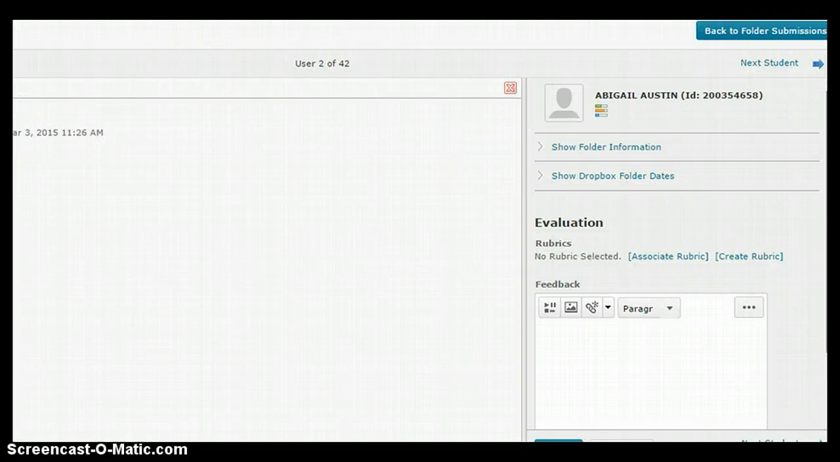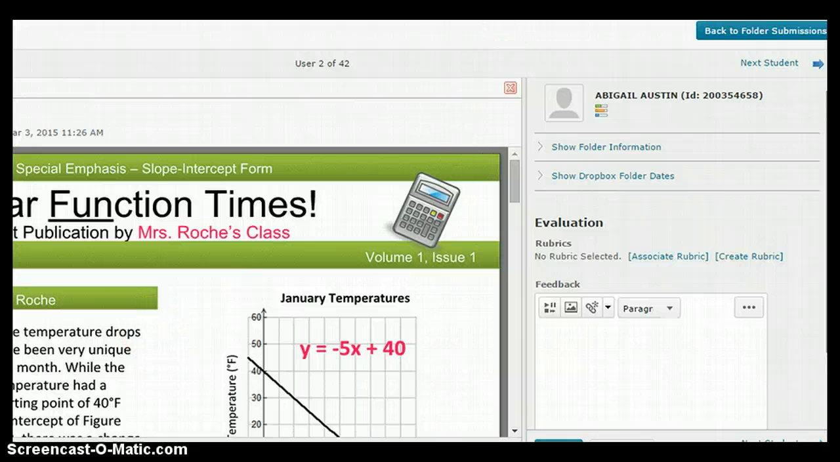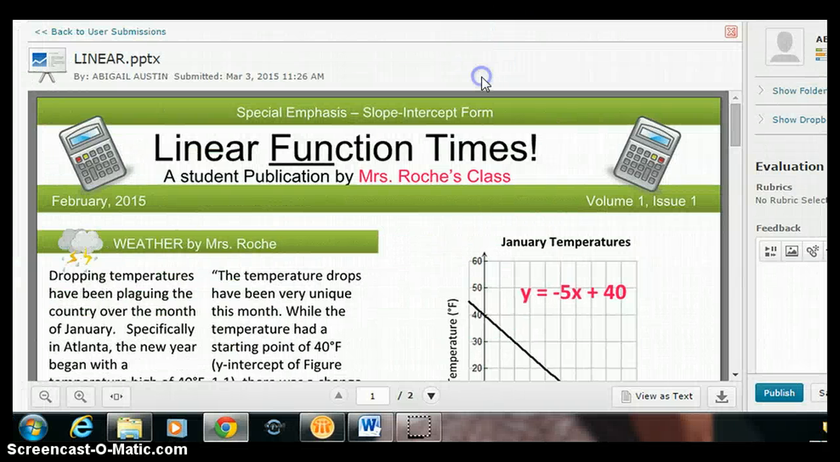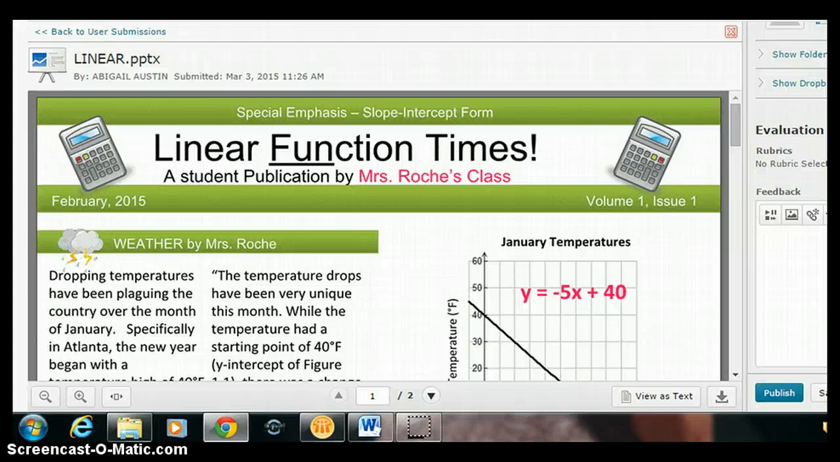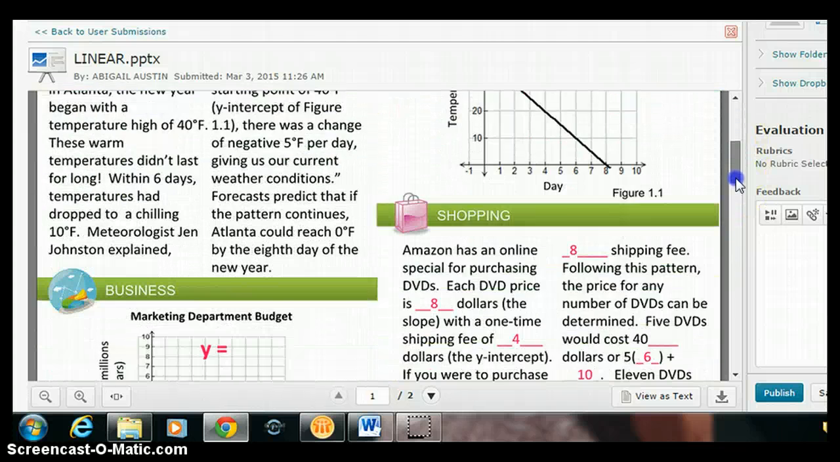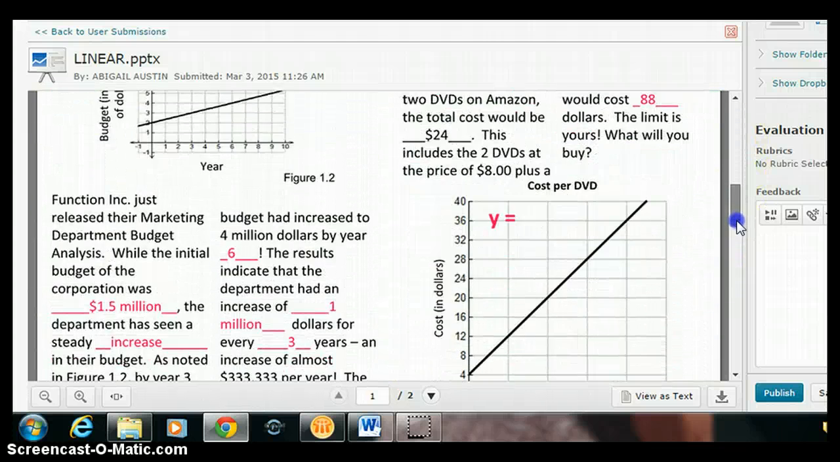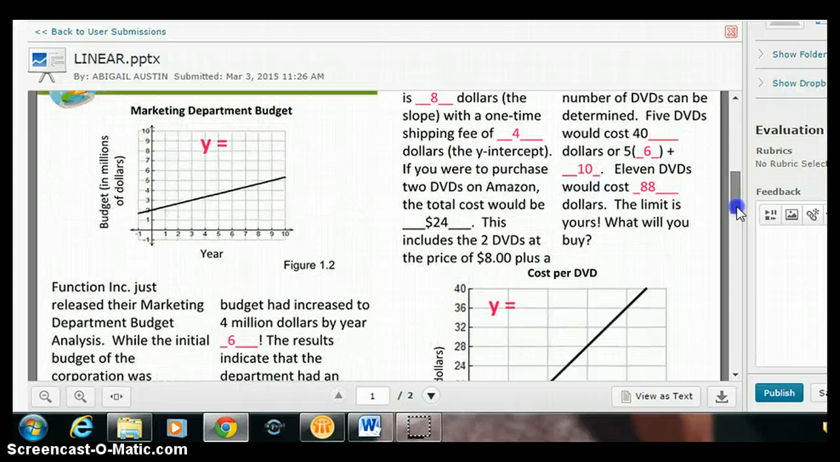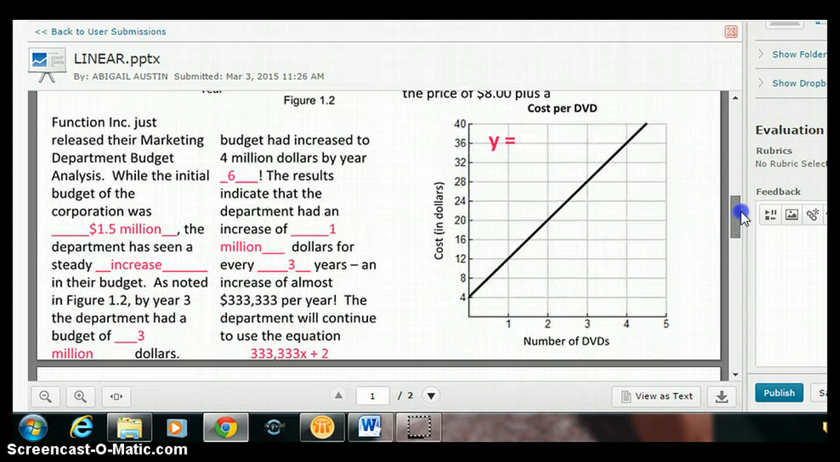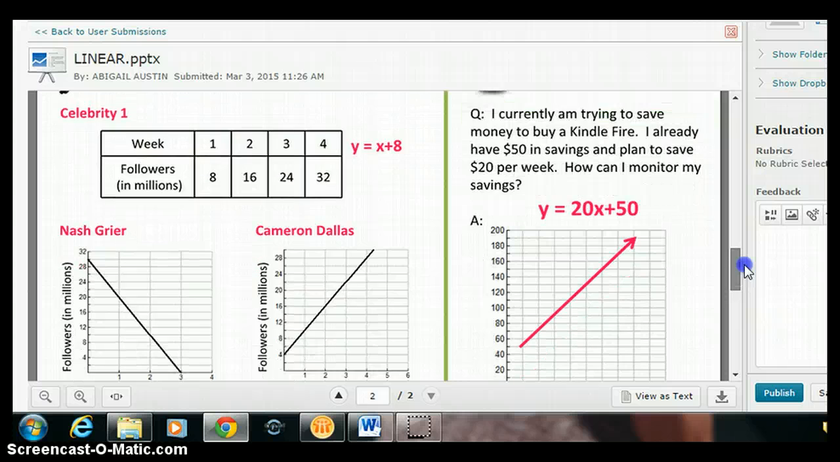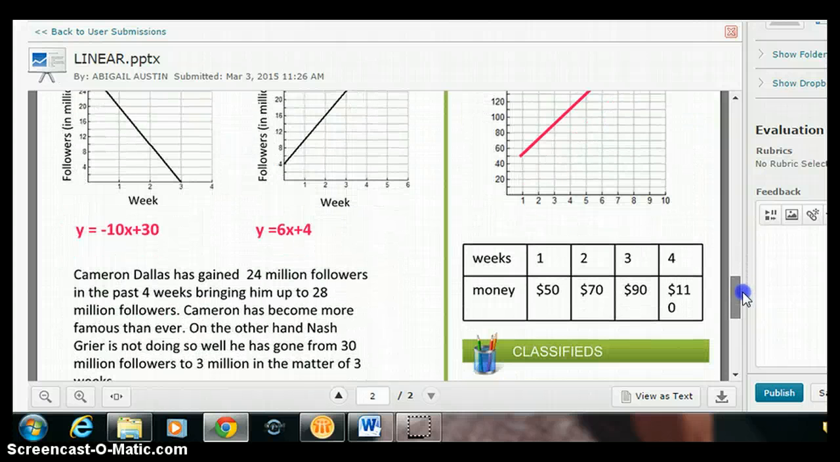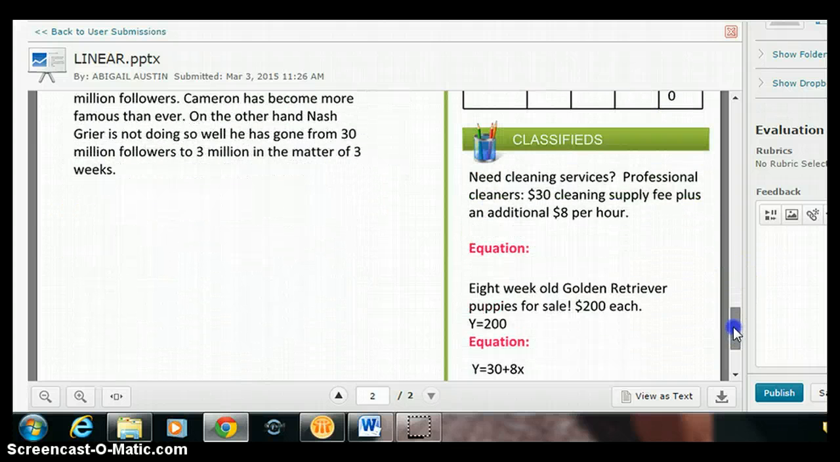All right, let me open this one. Okay, it looks like this student was struggling a little bit. She was not able to write the equation, or she did not see that she needed to write the equation. She was able to write scenarios for the graphs, and she did write some equations here, so maybe she just missed it on the first page.